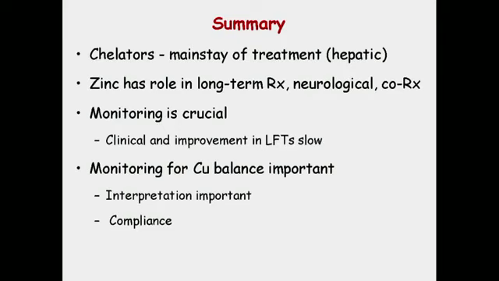And urinary copper, if measured accurately, is a very, very good indicator of copper balance. It is the way to go, but you need to understand that it varies depending on whether you are taking a chelator or you are taking zinc.